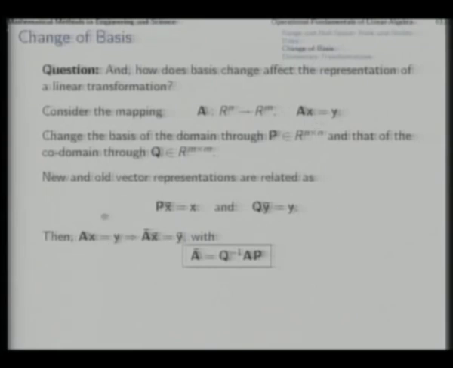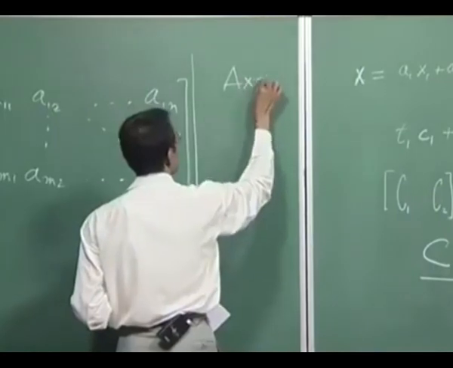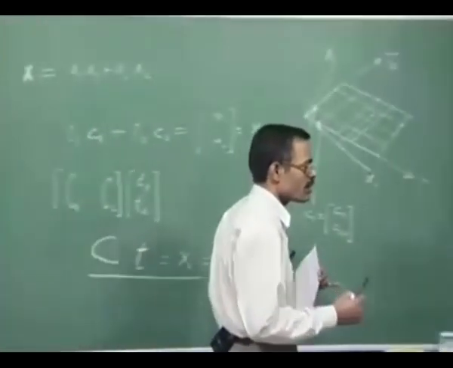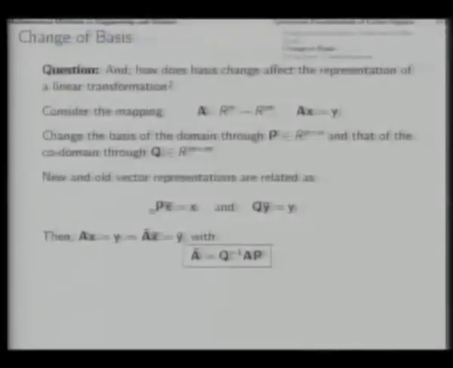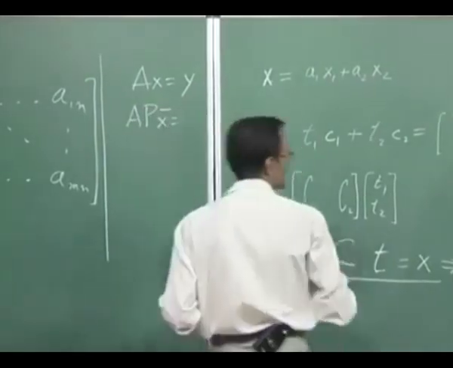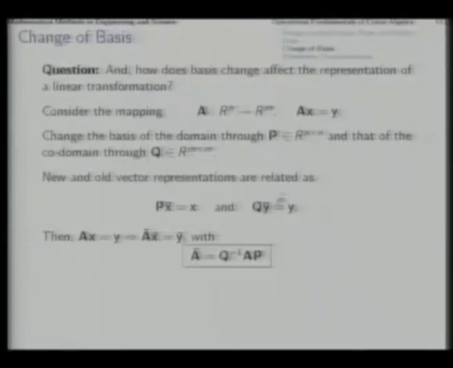Now, the same thing we write here, A x equal to y, and as we do that, for x we use this and say x is nothing but P x bar, and what is y? Y we get from here, y is Q y bar.